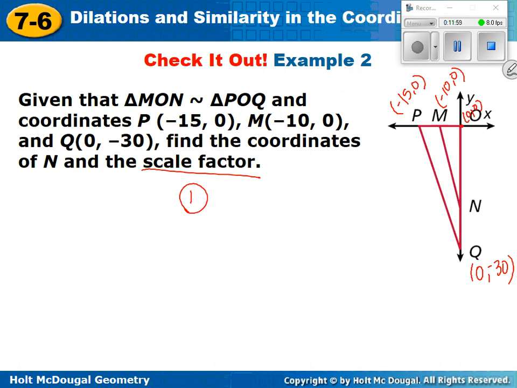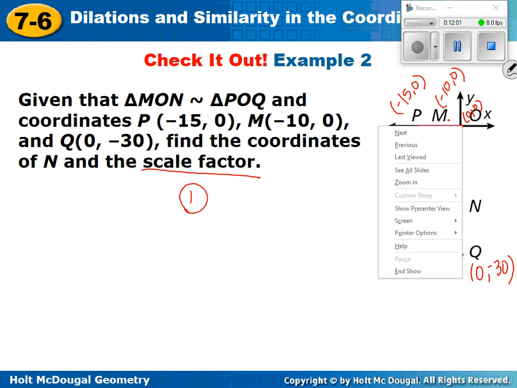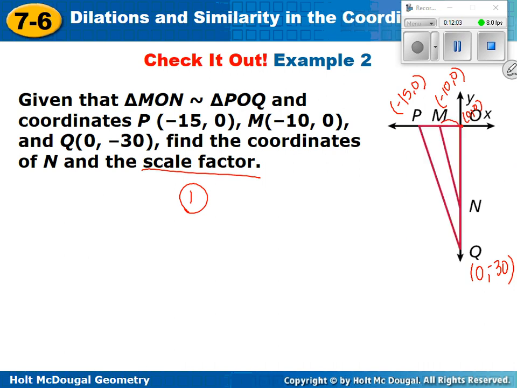Okay, when I'm going from O to M, how far is this distance? I heard one person say it. Talk to me, make sure everybody's with me. 10, right? We're going negative 10, but we're just going to write down 10 because we're talking about the length of a side of a triangle.